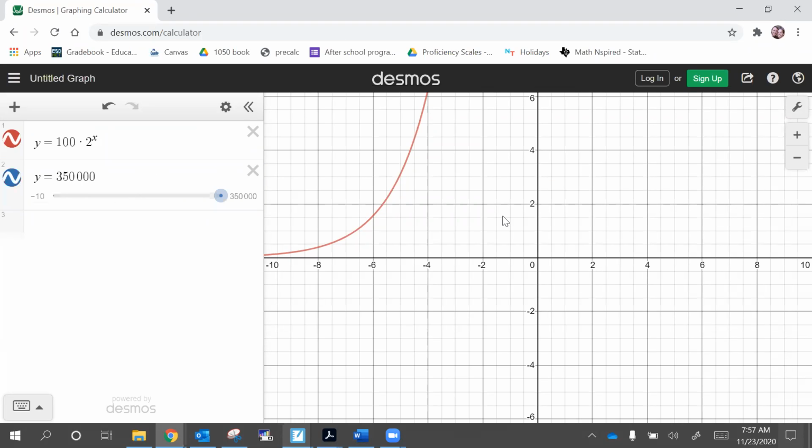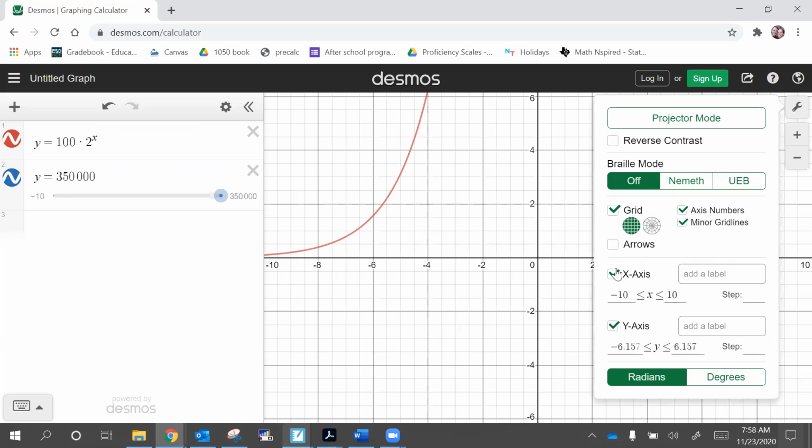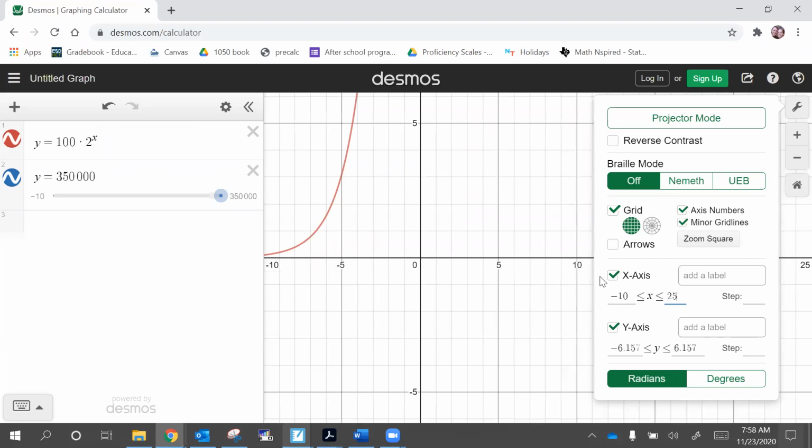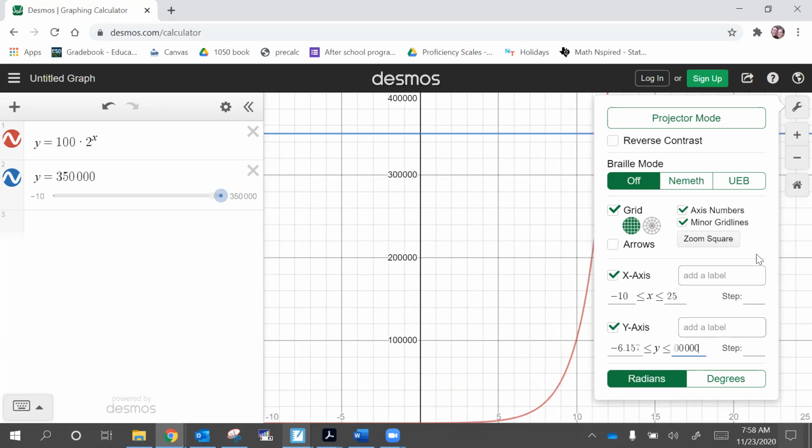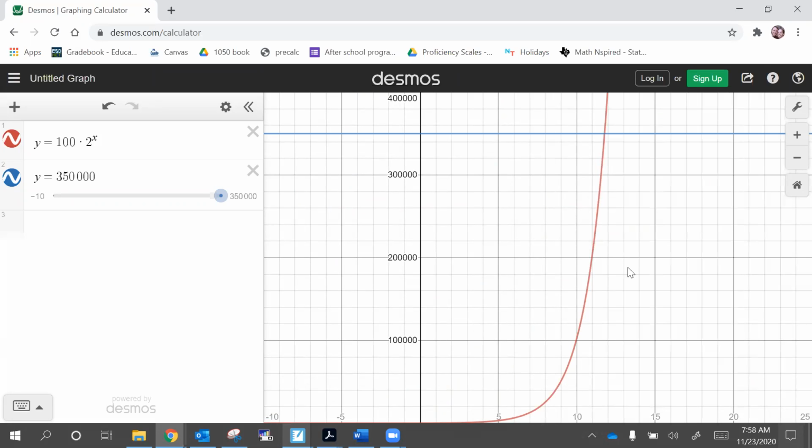So what I'm going to do next is graph the horizontal line, 350,000. Now, when I go to graph this, obviously I can't see it yet. So I'm going to come up here to the wrench. That's your graph settings. We're going to change our window so we can see it. For the x's, I'm just going to go over to 25. For the y's, we're going to need to go up to like 400,000.